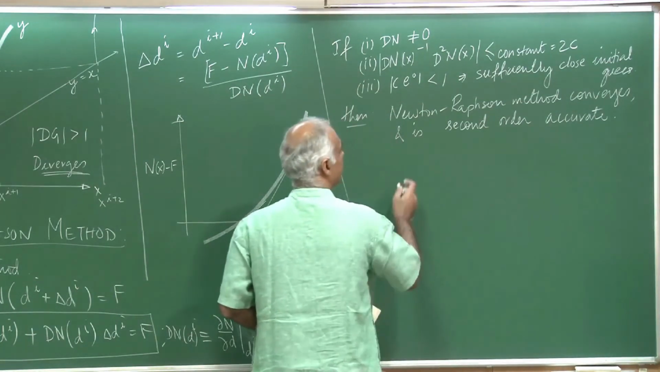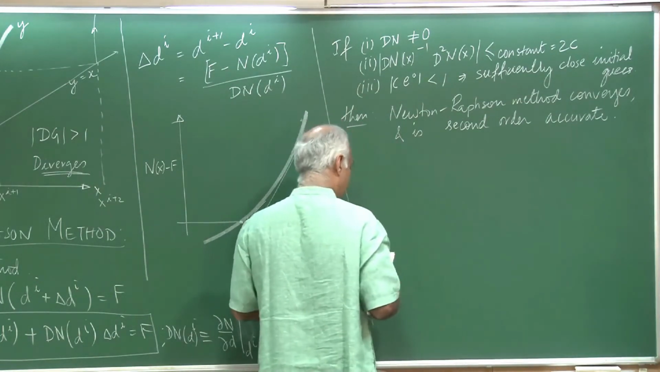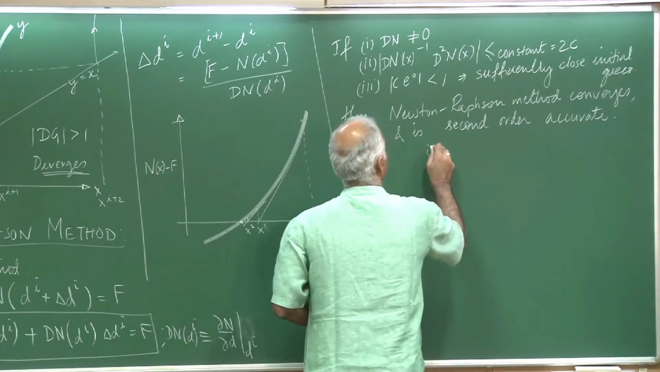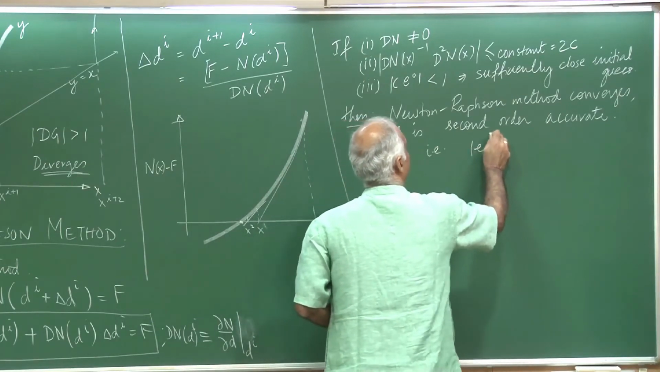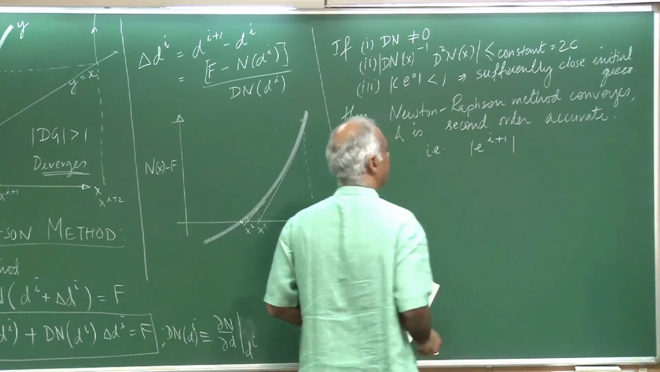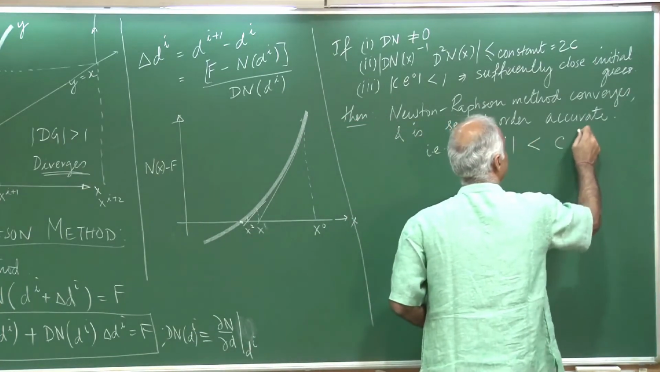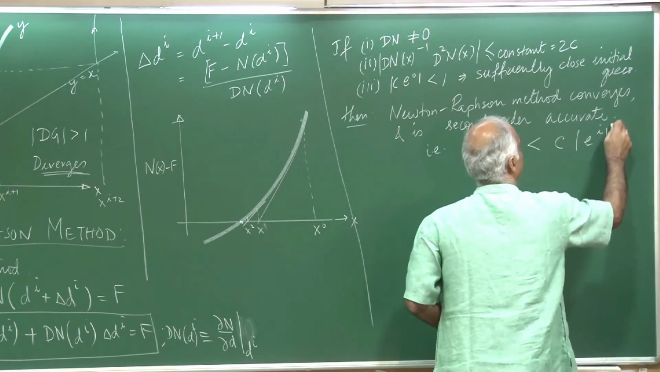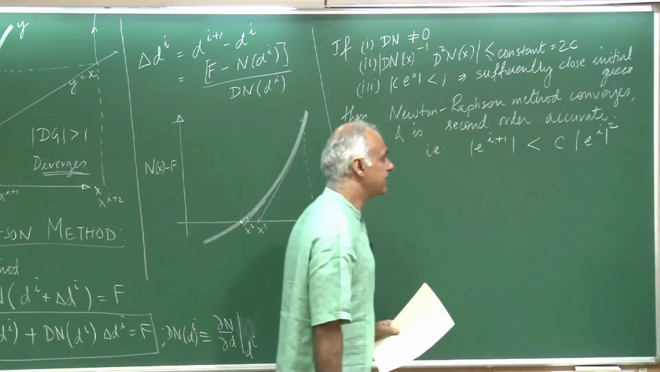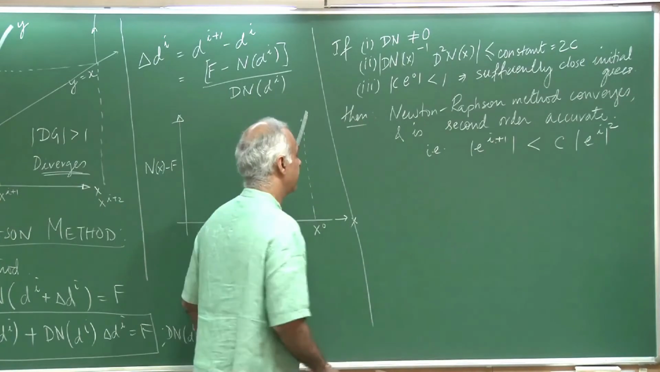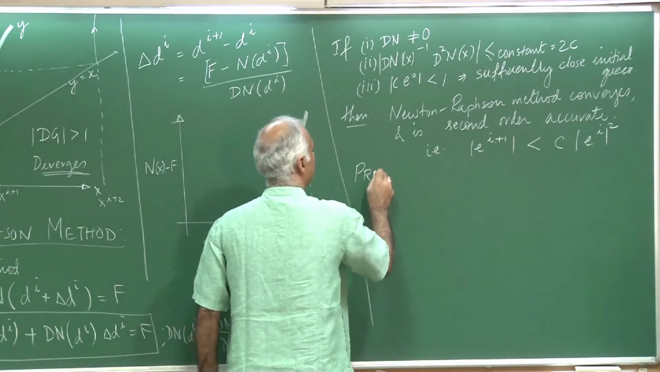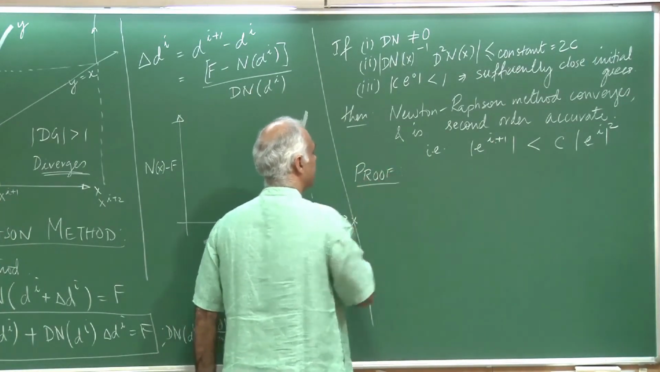So what is the definition of second order accurate? Let me just review it for you. My error at level i plus 1 is going to be less than c times e_i squared. So k is equal to 2 here. So let's show this result.